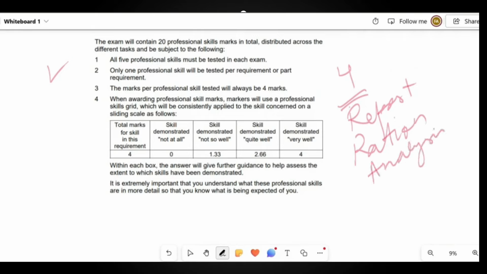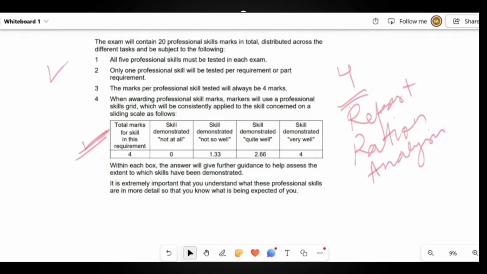For example, here the total marks for skill in this requirement is 4. If you didn't demonstrate any skill, not at all, you get 0 marks. Like if it is a report, they ask you to write a report to your manager, and you didn't make a format with to, from, date, introduction and conclusion in this area, you will not get marks. If you did a very little bit, demonstrated not so well, you will get 1.33 marks.